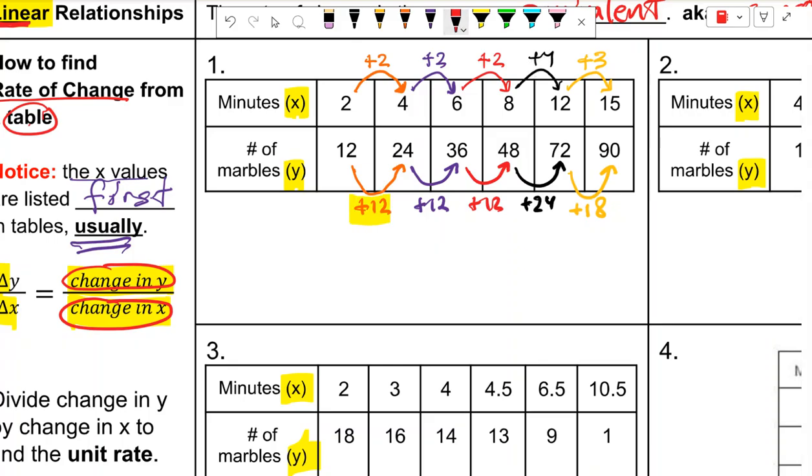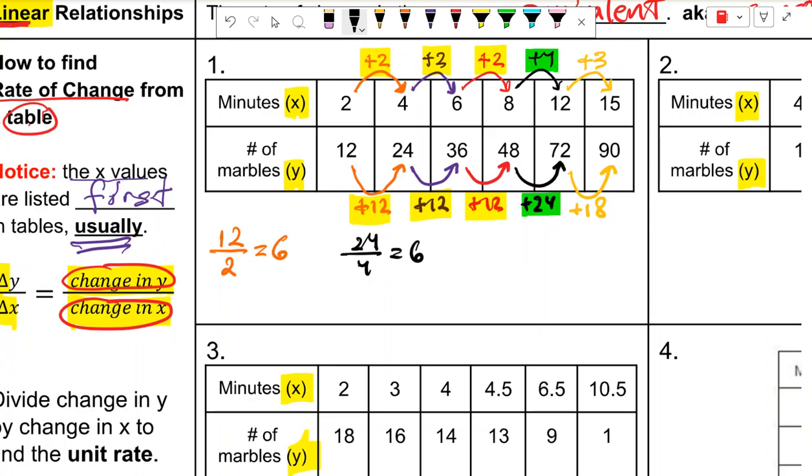In orange, we can see that the change in y is on the bottom right here. That's going to go on top. So we do 12 divided by the change in x, which is 2. And 12 divided by 2 is 6. And you can see if we did the purple ones here, it'd be 12 divided by 2, which is also 6. And then the red ones, 12 divided by 2 is also 6. And now we get to the black ones, and that's different numbers. So we'll do 24 divided by 4, and that is also 6.